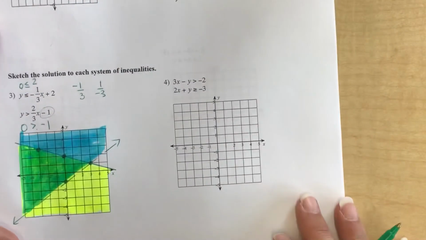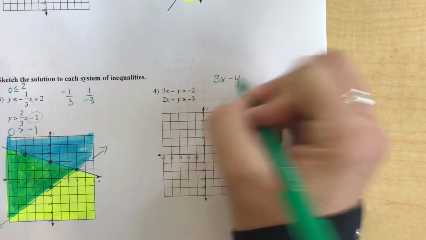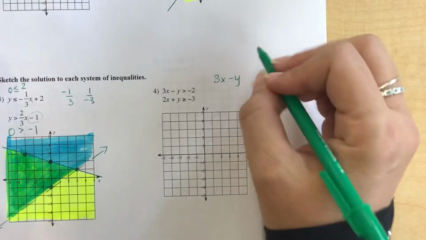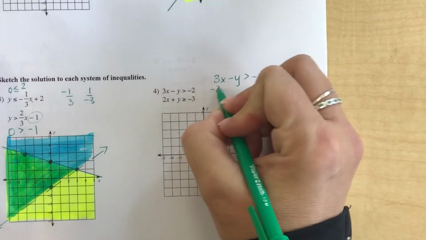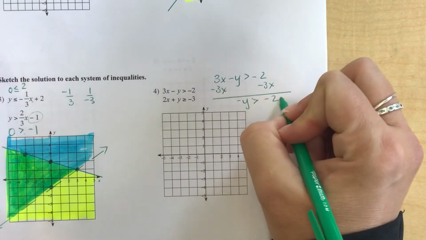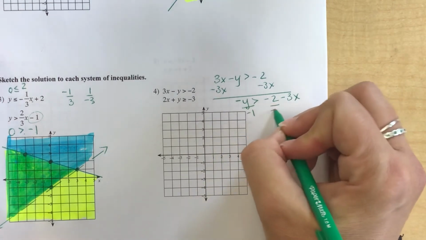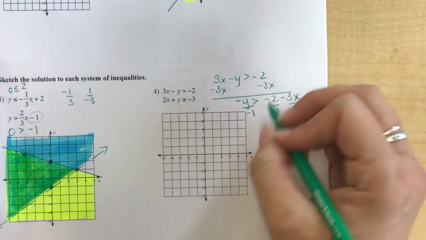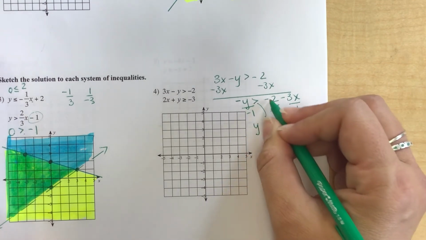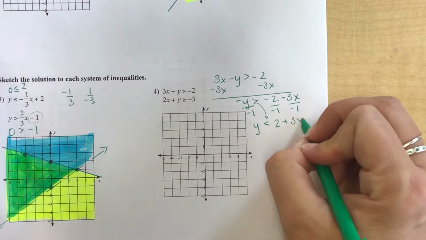All right, and then number 4. So these don't have y by themselves, so we have to get them by themselves first. Okay, so we're going to subtract 3x from both sides. Get -y is greater than -2 minus 3x. And we can never leave a negative y, so we divide everything by -1 to get rid of that negative that's with the y. So now we have y, and again, we're going to flip this. Is less than, negative over negative is positive, negative over negative is positive.